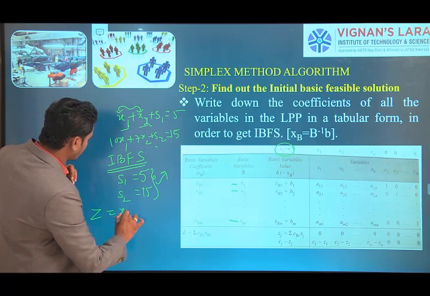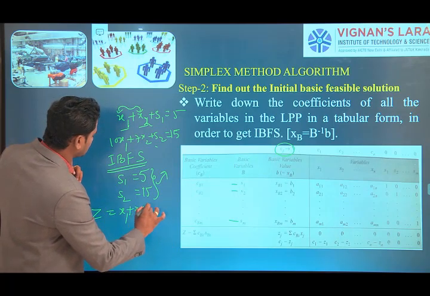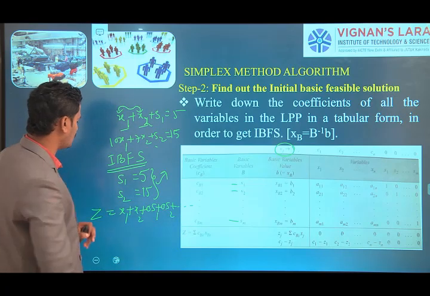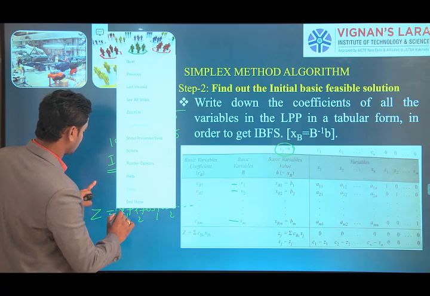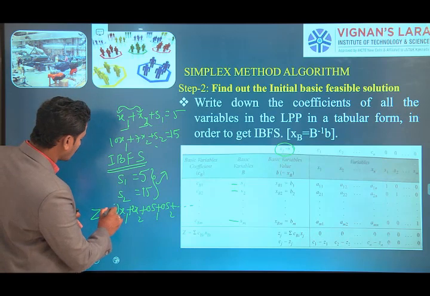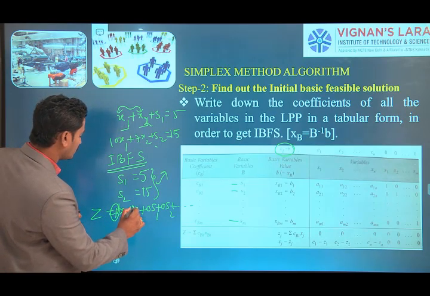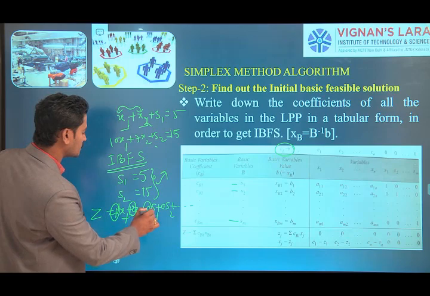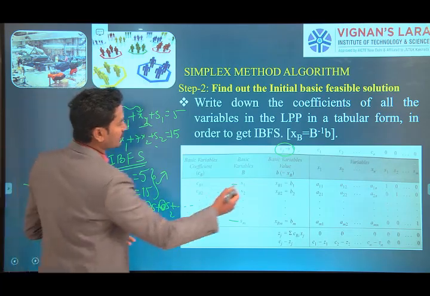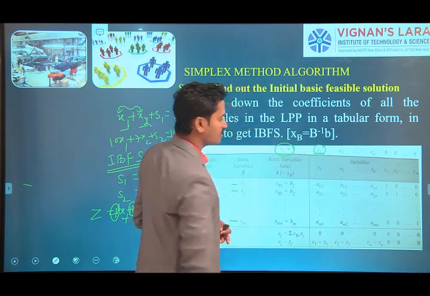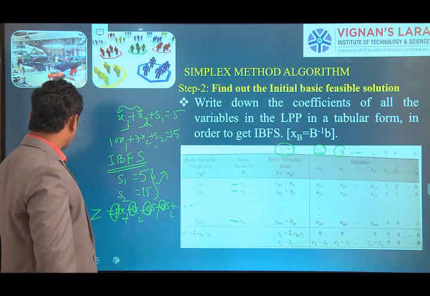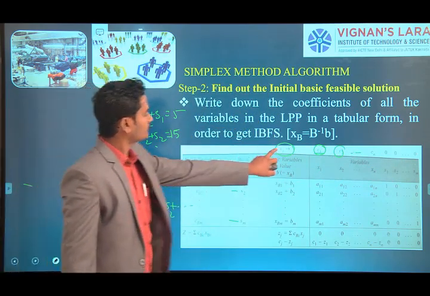If z is equal to x1 plus x2 plus 0 s1 plus 0 s2, and suppose we have these values, x1 is 1, x2 is 2, like this. This is the contribution value of the x1 variable, this is the contribution value of the x2 variable, and these are the contribution values of the slack variables. Those values we are going to write here: first contribution value, second contribution value, and so on.